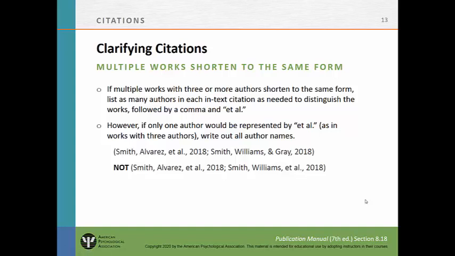There's other times when we have to clarify citations. I mentioned this first little bit, where if you have multiple works by the same first author, instead of listing all authors, you do abbreviate to et al., but you need to keep listing more than one author until you distinguish. And et al. cannot replace a single author. I already talked about that. This is in sections 8.18 and 8.20 of the APA manual.